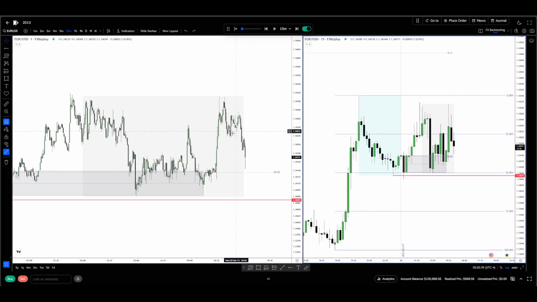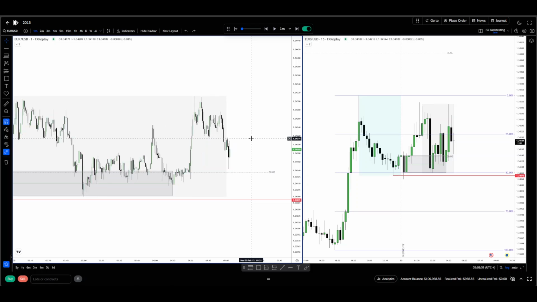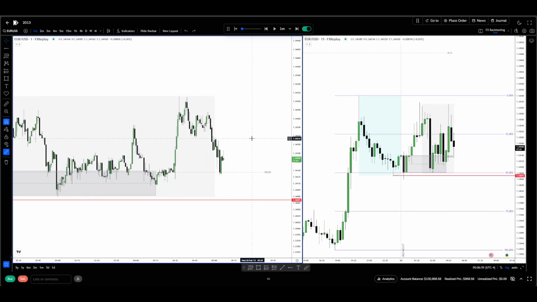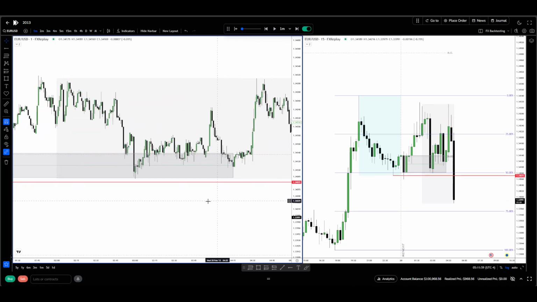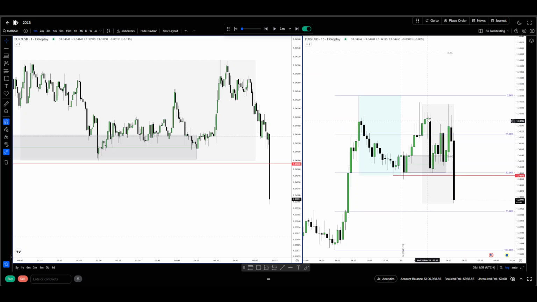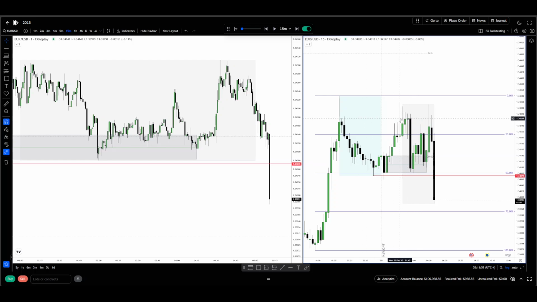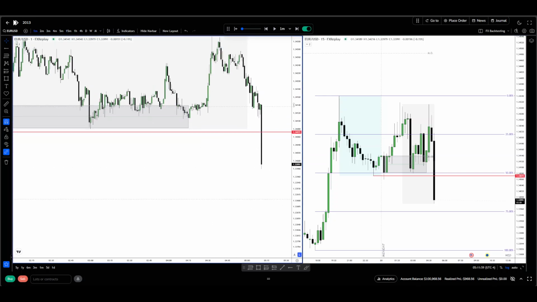So let's see what happens next. Okay, there we have it. So price failed to take out this high. I was expecting it to take it out for liquidity, but now looking back at it, it took all those bodies out until this one. So this was a respected high, protected high. And now we have lunch.